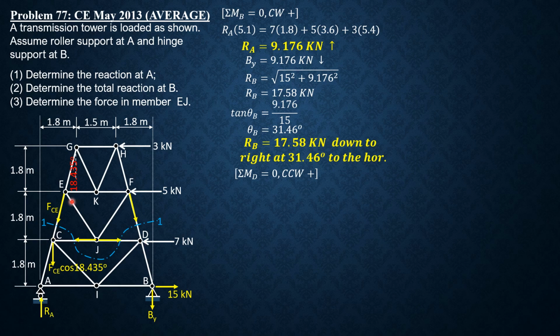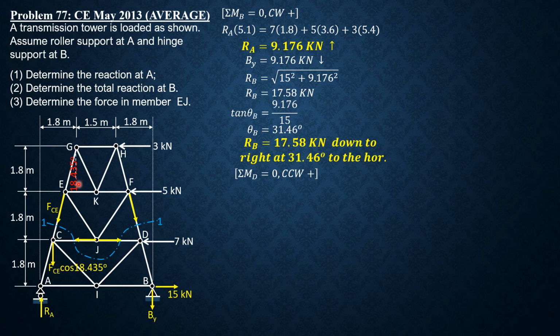So therefore, by principle of transmissibility, I move FCE here so that the horizontal component passes through D, although you can just make it at E, but there are two components that have moment about D. So to simplify the calculation, I use principle of transmissibility. I move CE here, and this is the horizontal component at C which passes through D, so it has no moment. Only this vertical component has moment about D.